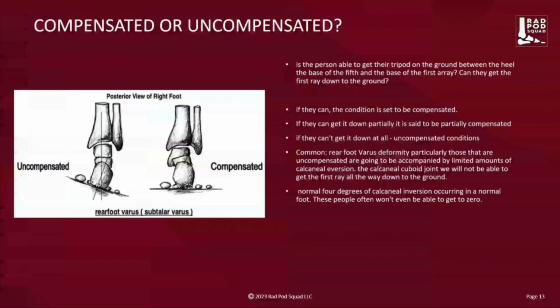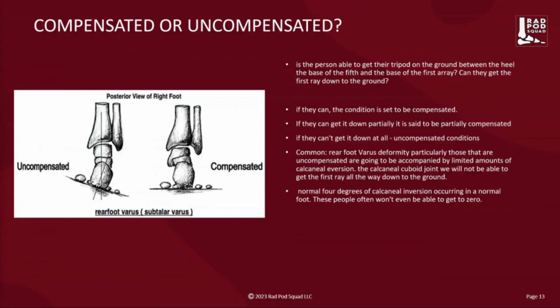One important question that's asked when we see Rearfoot Varus is: is it compensated or uncompensated? By uncompensated, they want to understand whether or not the person is able to get the tripod, their Cotton's triangle, on the ground, which exists between the heel, the base of the fifth, and the base of the first. So we have the heel, the first, and the fifth that keep us on the ground. And if in the neutral position they can get the first ray to the ground, this condition is said to be compensated. If they can't get it all the way down, but they can get it to the ground, it's partially compensated, and it follows. If they can't do that at all, it's uncompensated.